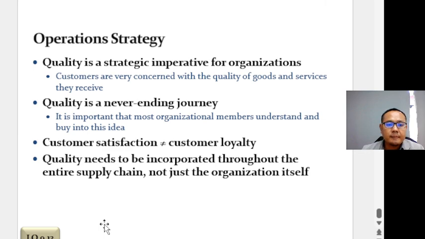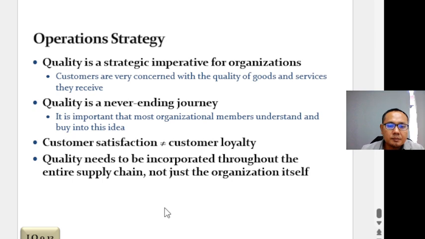So quality is a strategic imperative for organizations, because customers are very concerned with the quality of goods and services they receive. And of course, quality is a never ending journey. It is important that most organization members understand that and buy into this idea, because the sustainability of productivity and a position that stands out from other competitors can't be achieved without good quality of products and services. There's customer satisfaction and customer loyalty.